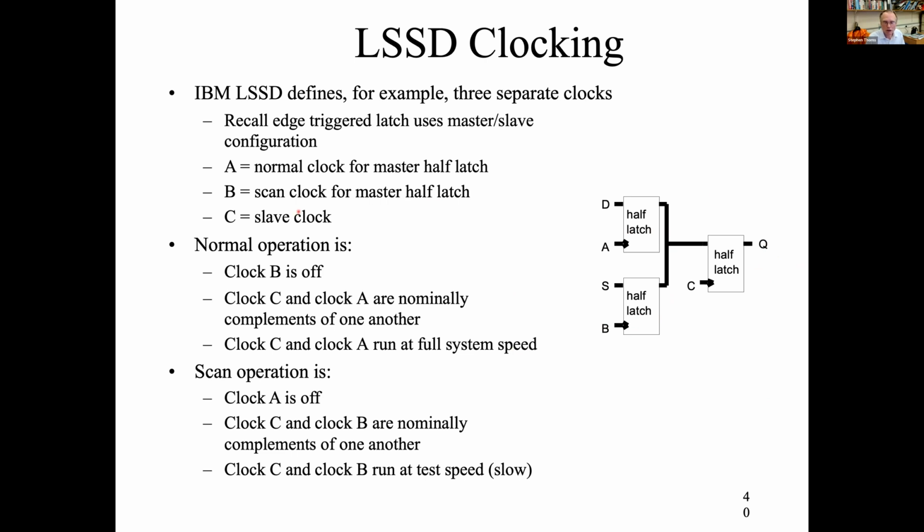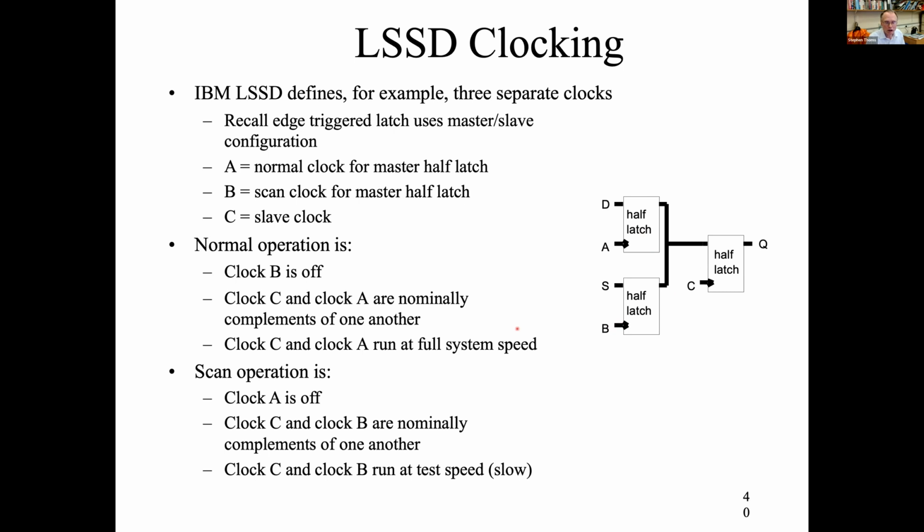So in normal operation, clock B is off, and clock B is the scan clock. So that's off, then this latch is doing nothing, because if B is permanently 0 as your clock into a half latch, then the output is just high impedance. And therefore, you just simply have these 2 half latches working together, and the system runs as a normal latch.